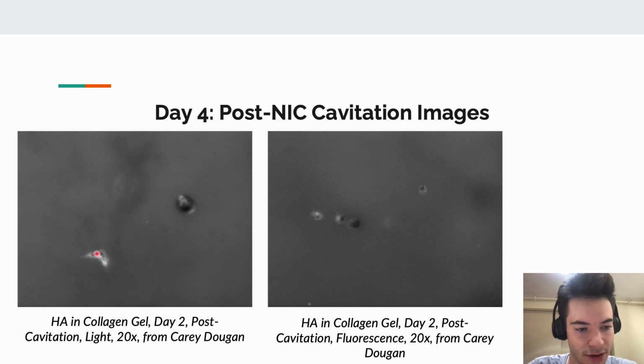We can see here that there are still some projections, but it really doesn't look as good as it did before. So definitely for the future, we're going to make sure to do cavitation right in the wells so that they can stay adhered, so that we can have consistent photos throughout, which is definitely going to be a must. But these are promising starts that the cells are still there after the cavitation occurs.